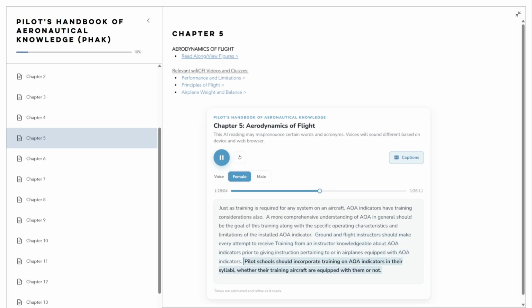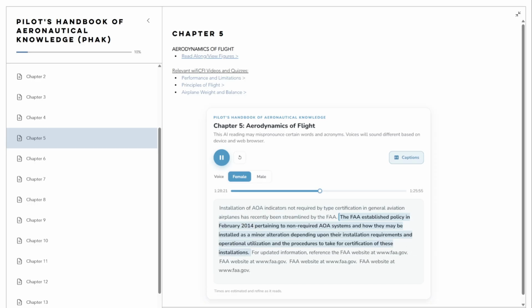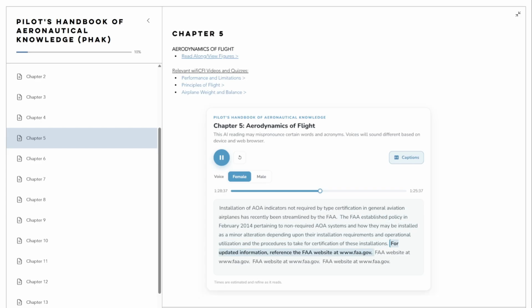Pilot schools should incorporate training on AOA indicators in their syllabi, whether their training aircraft are equipped with them or not. Installation of AOA indicators not required by type certification in general aviation airplanes has recently been streamlined by the FAA. The FAA established policy in February 2014 pertaining to non-required AOA systems and how they may be installed as a minor alteration depending upon their installation requirements and operational utilization and the procedures to take for certification of these installations. For updated information, reference the FAA website at www.faa.gov.